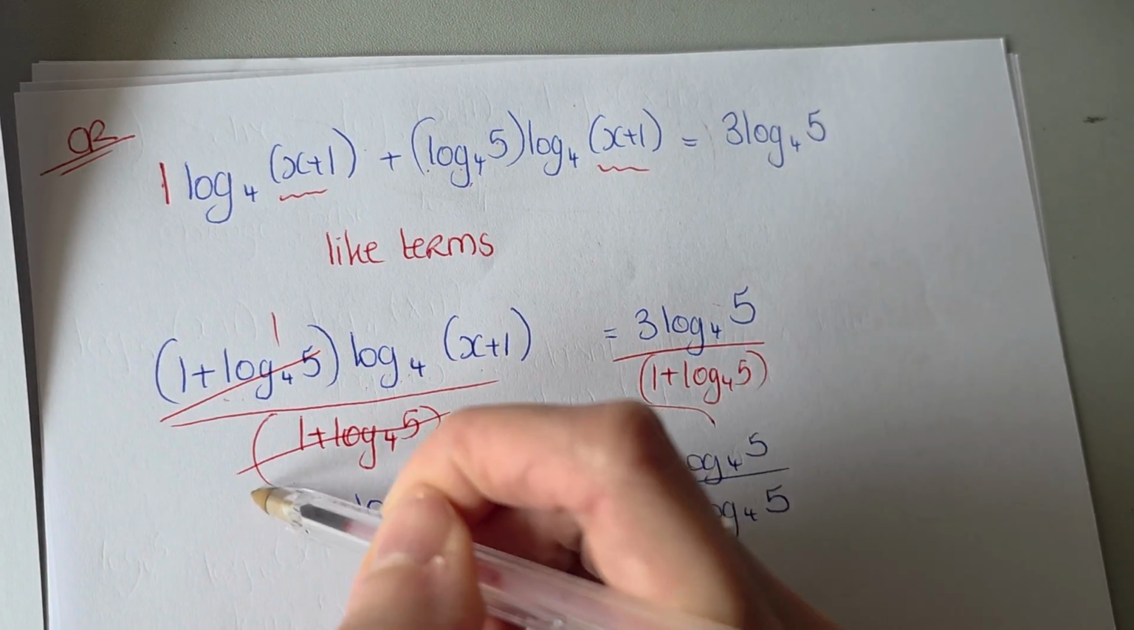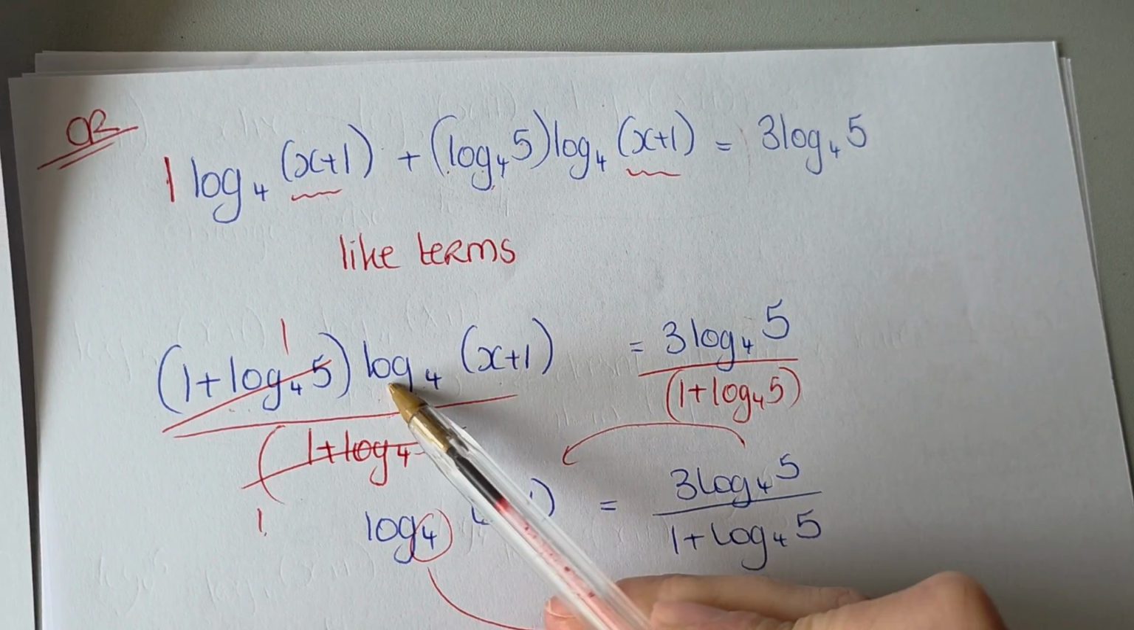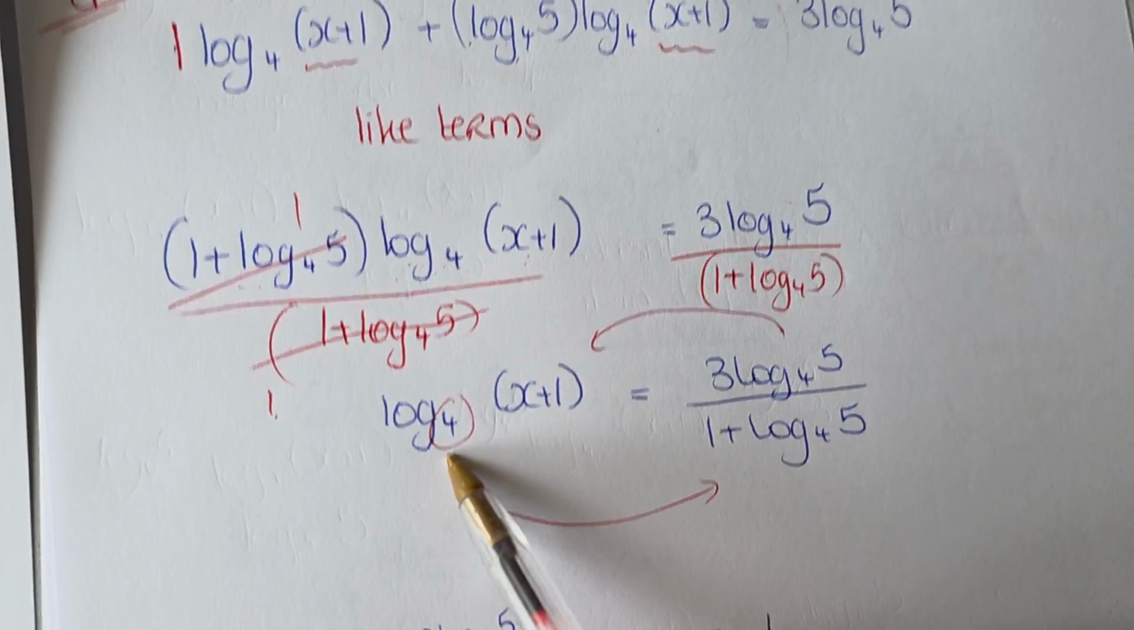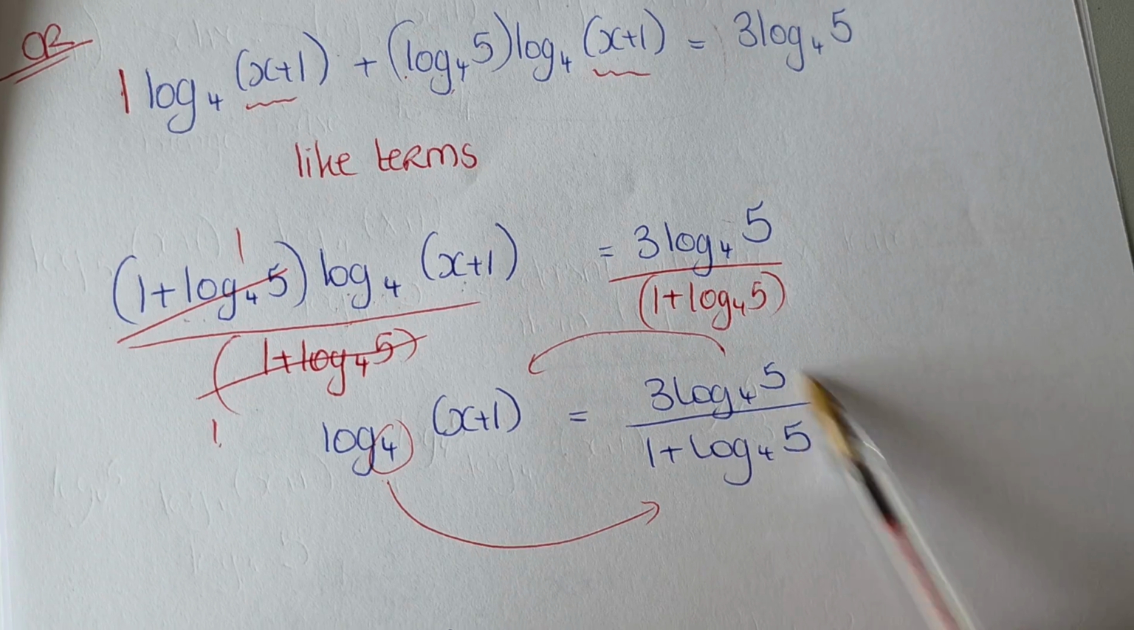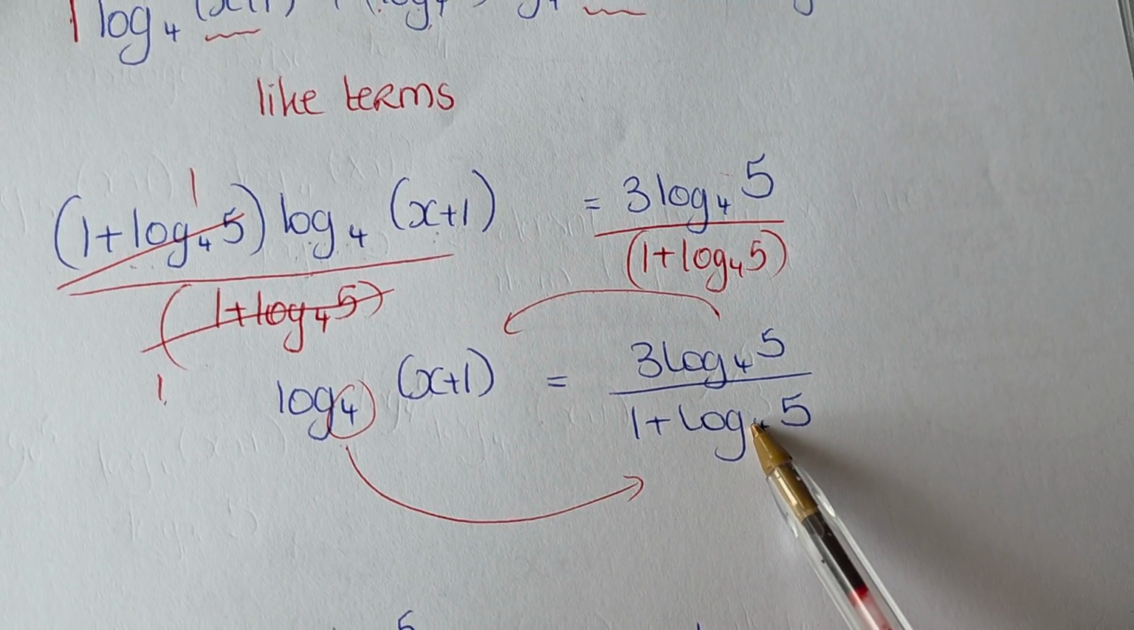So then that will divide into that one, so it's gone. So you're literally now just left with log x plus 1 base 4, which is what I have here. And that equals the right-hand side, which is a big decimal, if you put it into your calculator.